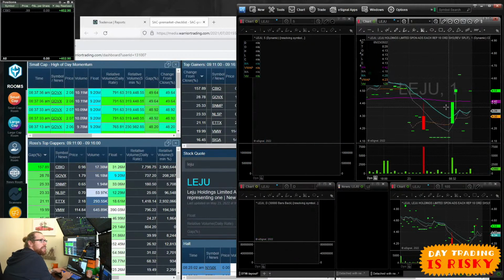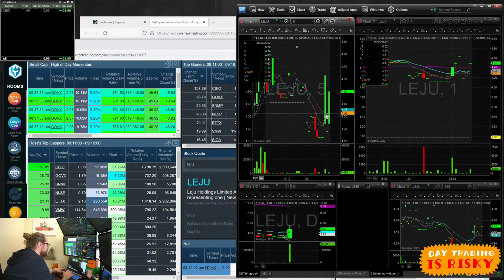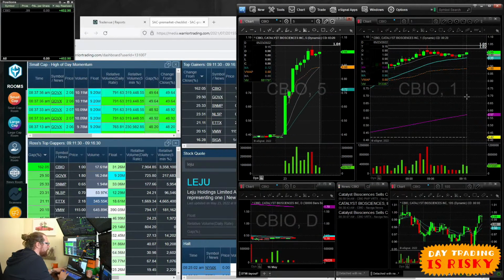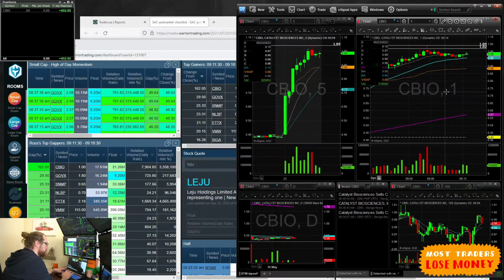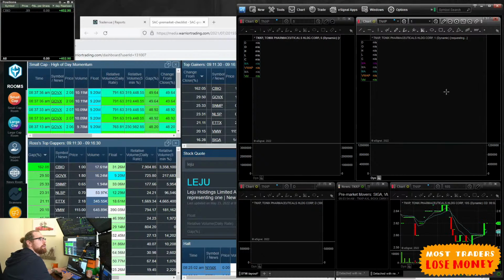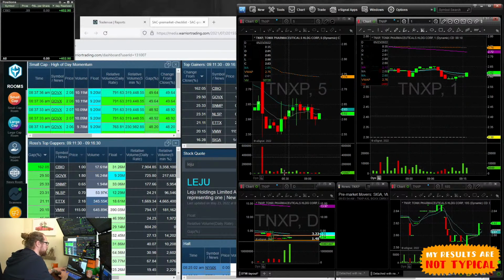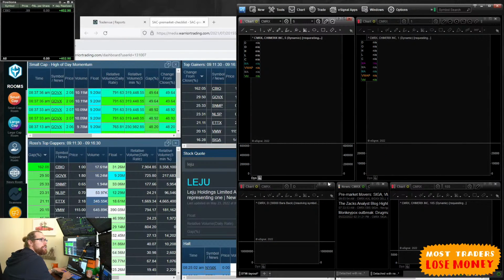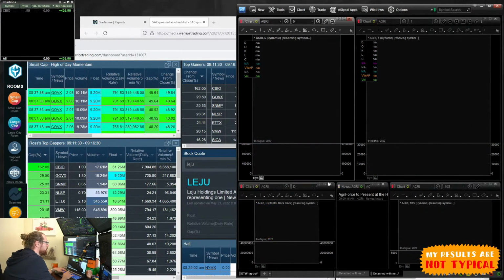LEJU, it's a nice setup for continuation, but I don't think that's going to go either. CBIO currently has a cross level 2. This is a very light volume false breakout, it appears. TNXP. No, that looks too bearish. CMRX, AGRI, no, not interested in either of those.